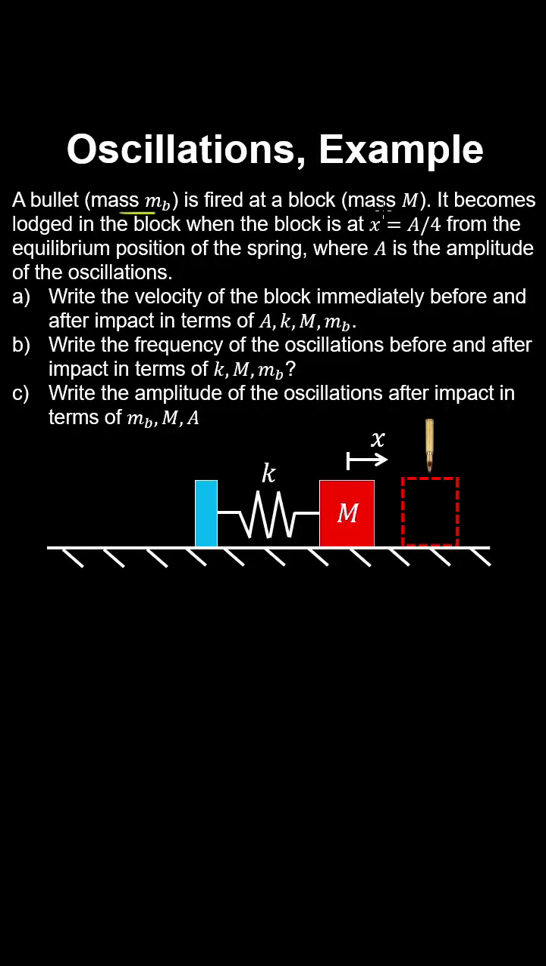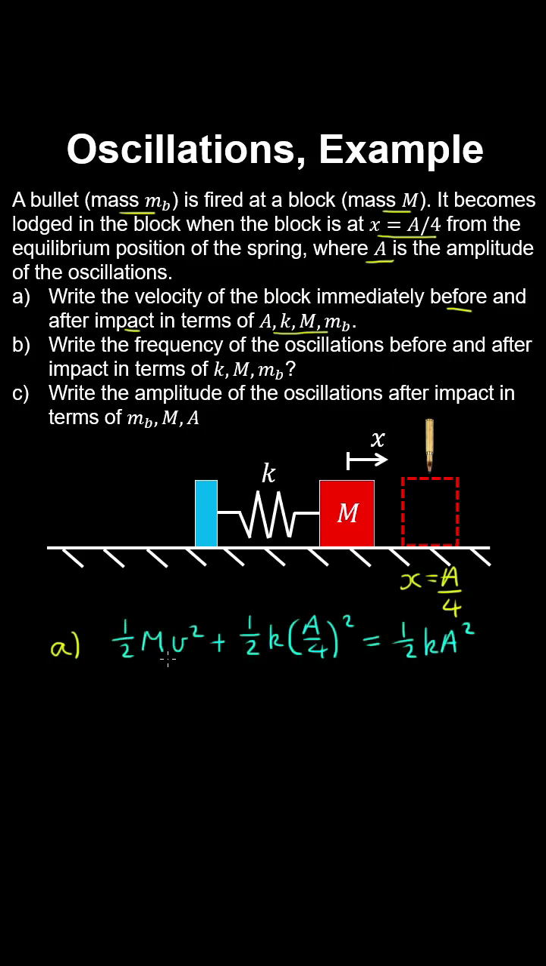A bullet is fired at a block, and it becomes lodged in the block when it's a quarter way of the amplitude through the oscillation. Now write the velocity of the block immediately before and after impact, in terms of the following variables. So applying a conservation of energy before impact, and from that you can solve for V.